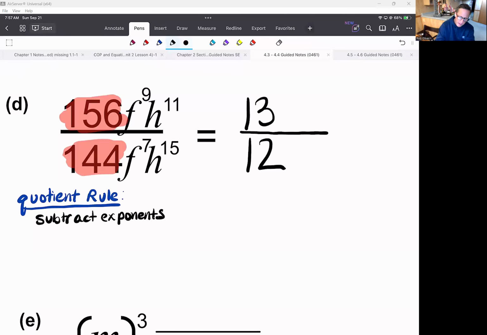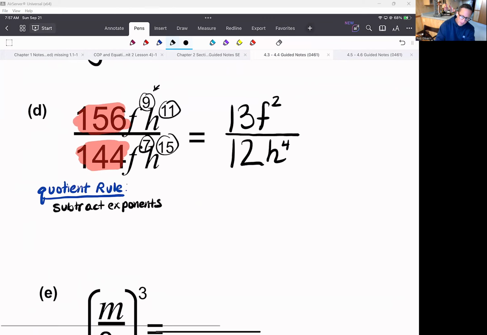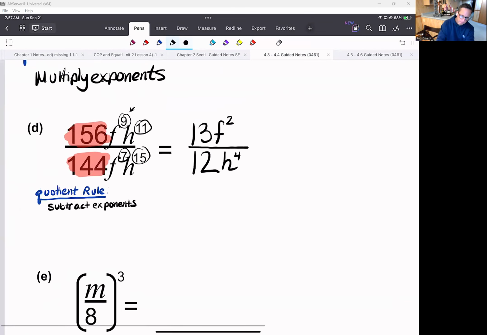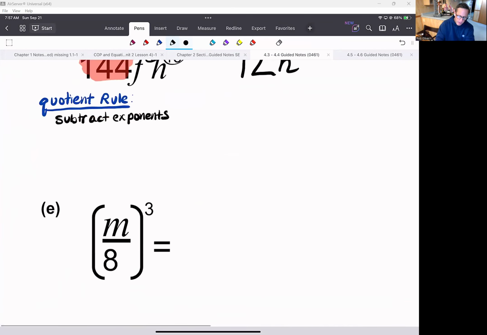All right, and then F, so we've got 9 and we have 7. So 9 minus 7 is 2. And there are more F's in the numerator, so that's where I'm going to keep them. There are more H's in the denominator, so we'll keep those down in the denominator. How many more H's do we have? We have 4. 15 minus 11 is 4. And that's it for that one.